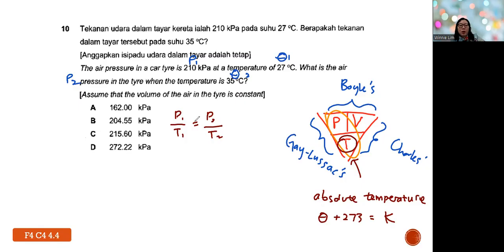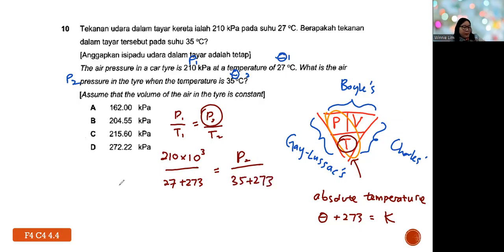So now we sub accordingly, and we want to find P2, right? Your P1 is 210 kilo. Kilo is 10 power 3. Then the T1 is 27 plus 273. Then P2 is unknown. T2 is 235 plus 273. Okay, then you simplify everything or press calculator.